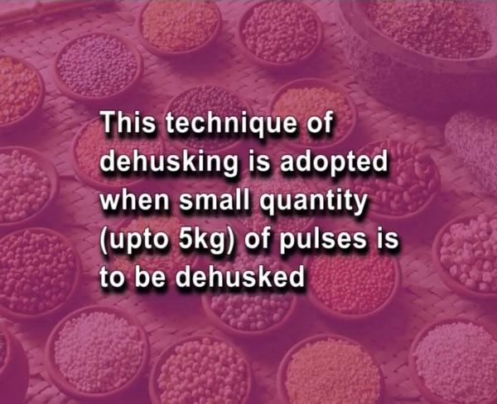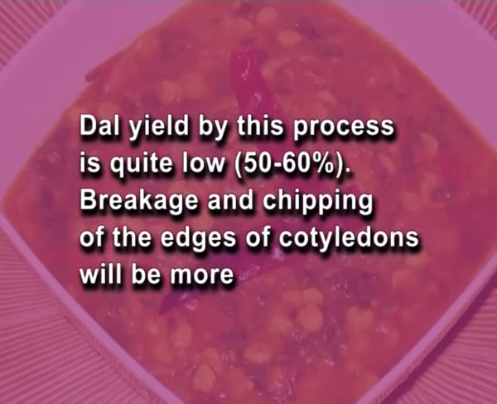Winnowing separates husk and split cotyledons. Cotyledons are separated from the whole dehusked and unhusked grains by manual sieving. The whole grains are again pounded for further dehusking and splitting. This technique of dehusking is adopted when a small quantity, that is up to 5 kg of pulses, is to be dehusked. Dal yield by this process is very low, around 50 to 60%. Breakage and chipping of the edges of cotyledons will be more.